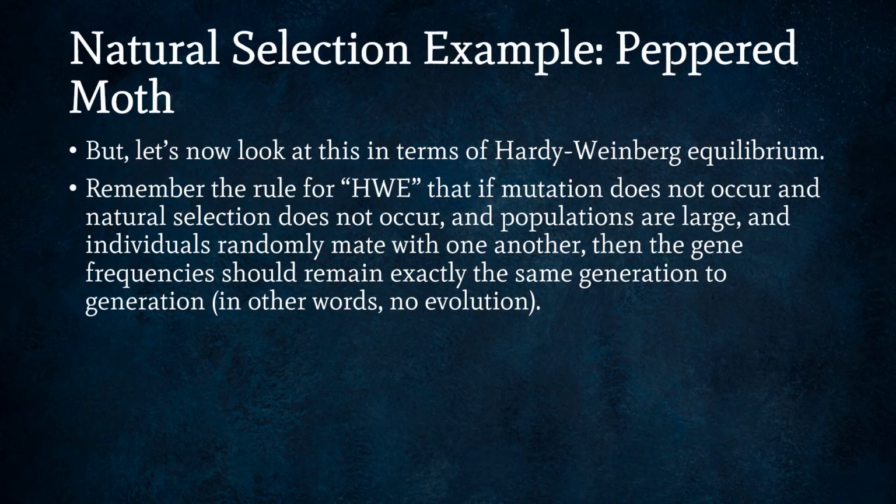But let's look at this in terms of Hardy-Weinberg equilibrium. Hardy-Weinberg equilibrium is basically an equation that we can use to test to see if evolution has occurred. According to the Hardy-Weinberg equilibrium, if a mutation does not occur, natural selection does not occur, populations are large, and individuals randomly mate with one another, then the gene frequencies should remain exactly the same generation to generation.